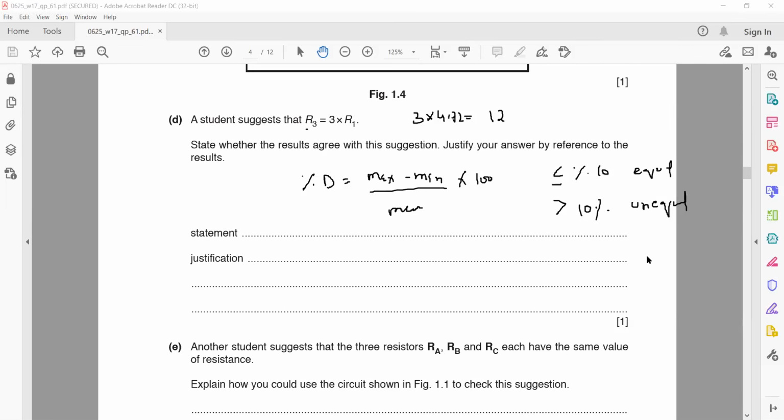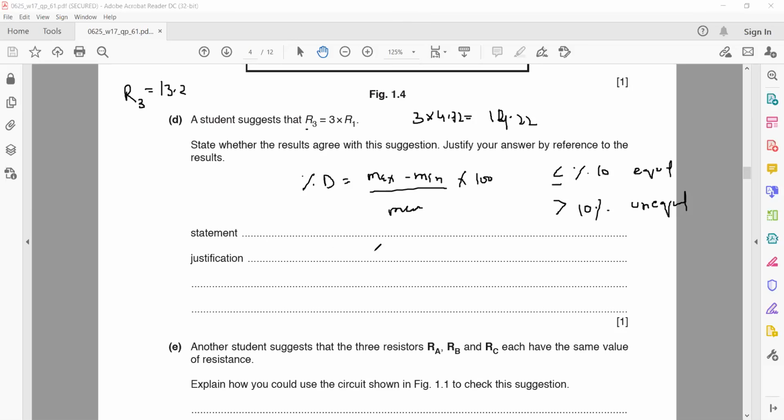3 multiplied by 14.2 gives 14.2, and the student value when calculated is 13.2. So how can we work this out? We can compare the percentage difference.